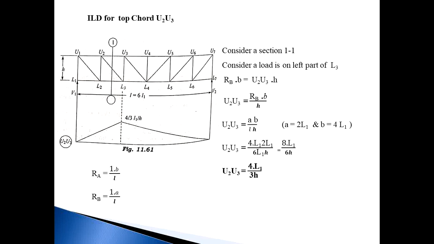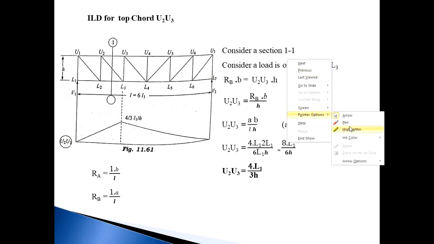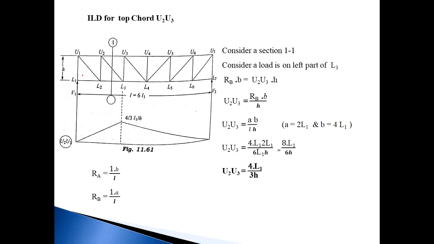Through type trusses means what? The load moves along the bottom of the side, that is called through type trusses or bridges. The best example for through type is a footbridge at a railway station, where the bottom line of the truss is used as a platform. So that is called through type trusses.